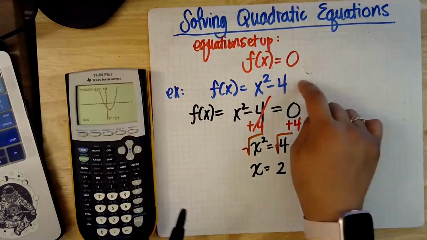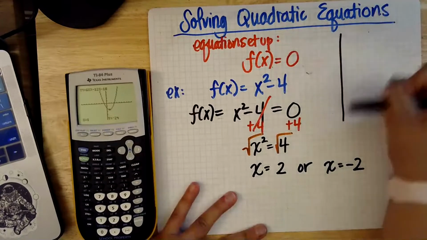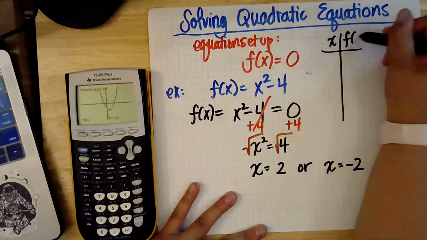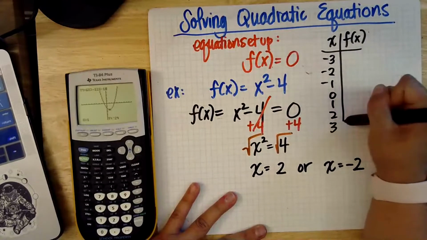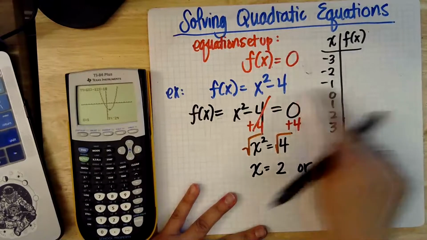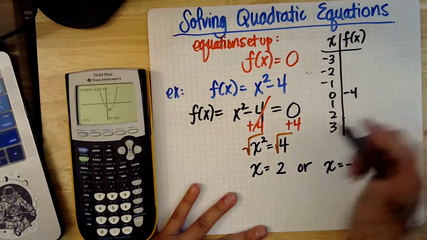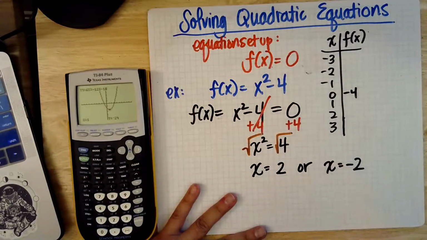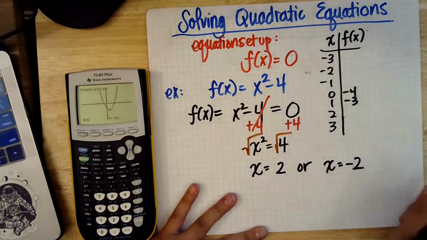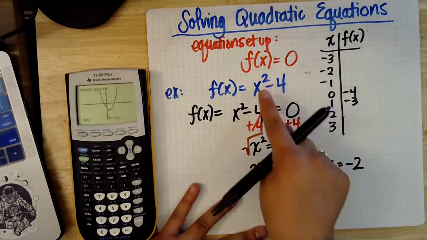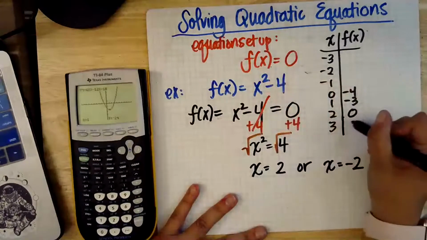Now let's look at this equation from a standpoint of a graphical representation. If I make a table of values for this, I'm going to go negative 3, negative 2, negative 1, 0, 1, 2, 3. Okay? So let's start with f of 0. f of 0 means 0 squared minus 4 gives me negative 4. f of 1, 1 squared is 1, minus 4 gives me negative 3. f of 2, 2 squared gives me 4, 4 minus 4 is 0. f of 3, 3 squared is 9, 9 minus 4 is 5.